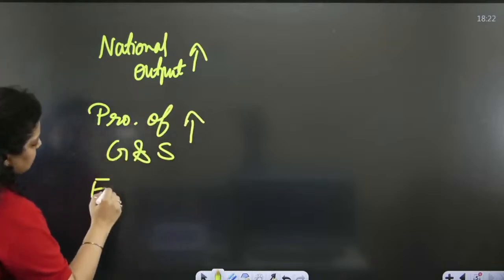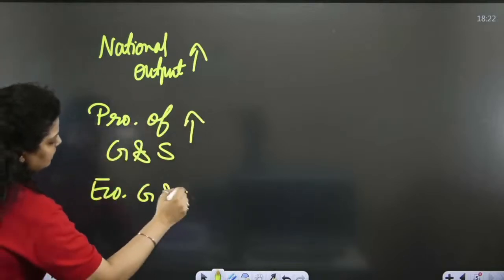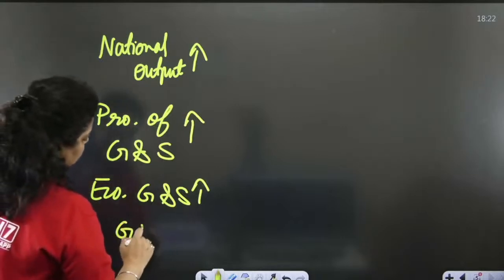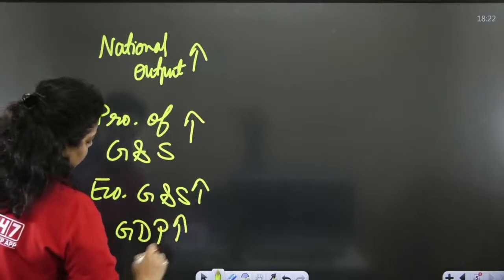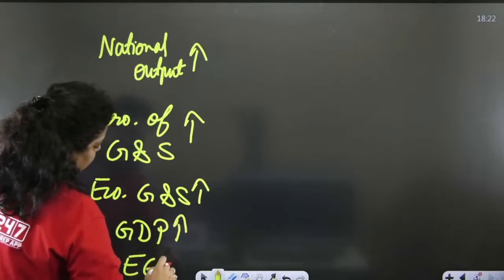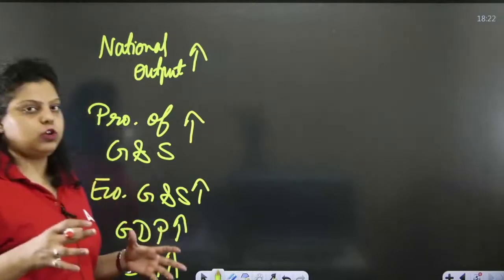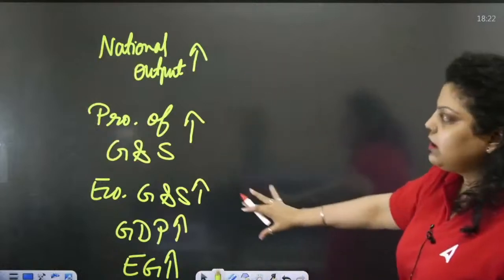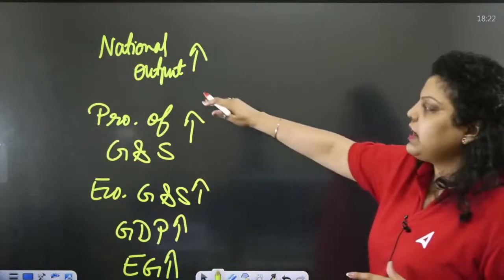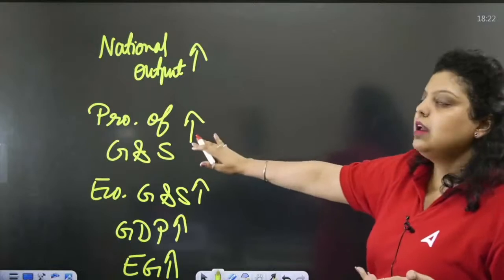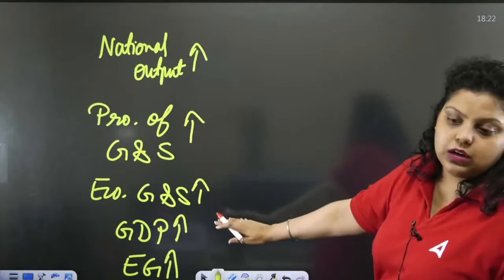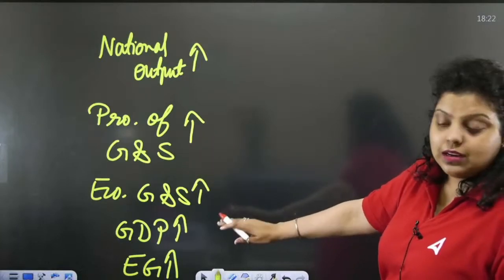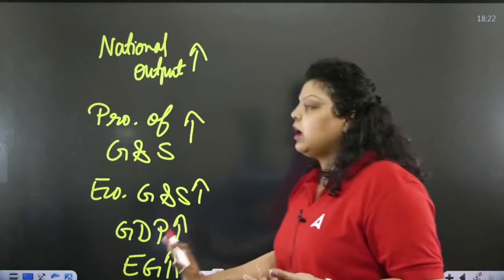You can say economic goods and services are increasing in the country, or you can simply say there is an increase in GDP. Whenever there is an increase in GDP, there will be economic growth. So it's very obvious that within the geographical boundary of a country, if your national output, or production of goods and services, is increasing, GDP is increasing, all these are economic growth.